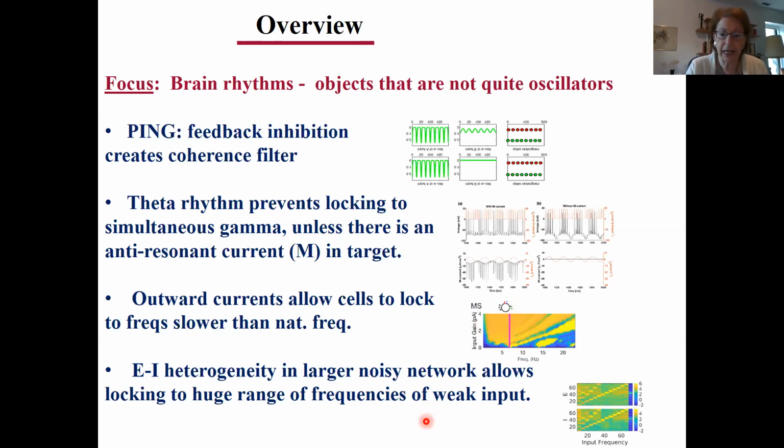And the last talk was about heterogeneity in a much larger and noisy network, which allows locking to a huge range of frequencies you would not get in a homogeneous network. So all of these things are going on simultaneously throughout the brain, and this is the tip of the iceberg.